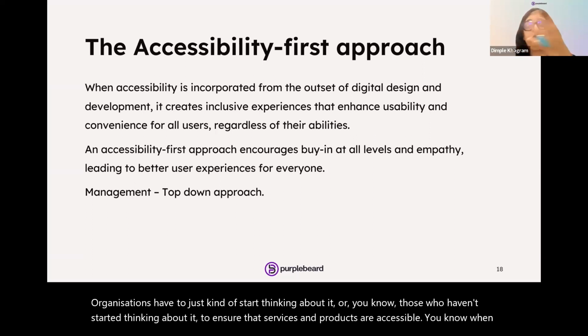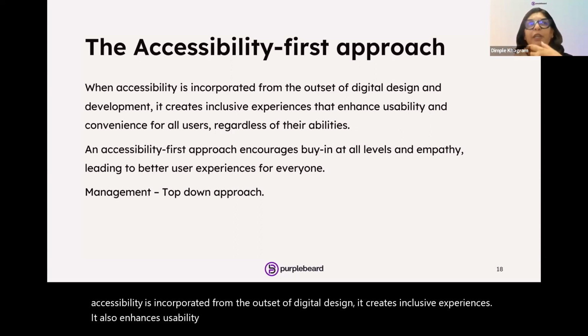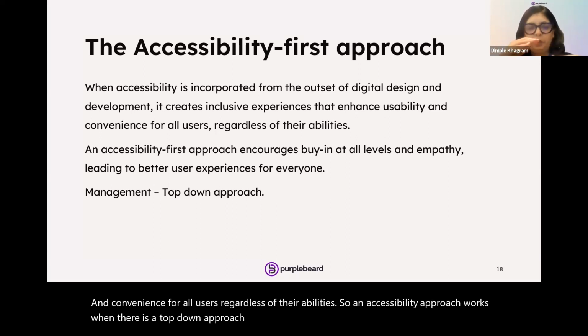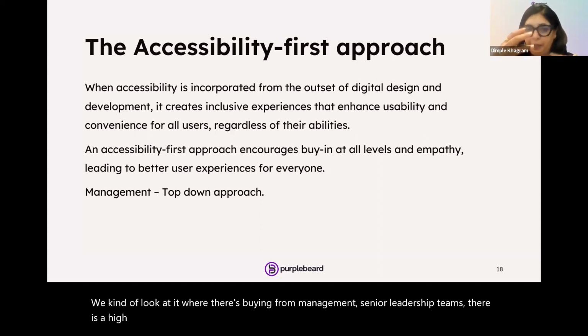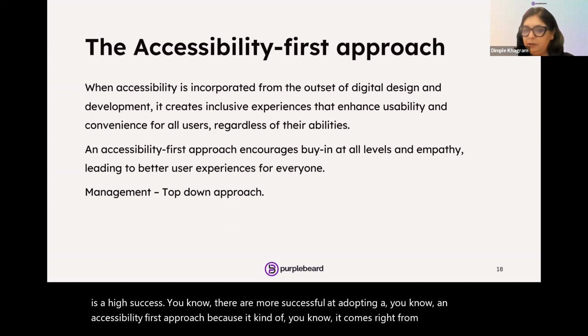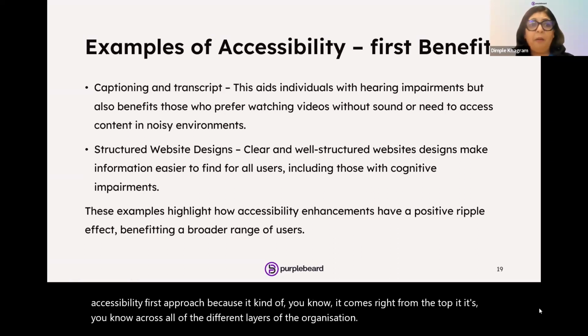When accessibility is incorporated from the outset of digital design, it creates inclusive experiences. It also enhances usability and convenience for all users, regardless of their abilities. An accessibility approach works when there is a top-down approach, and this is from working with various different organizations. We look at where there's buy-in from management and senior leadership teams. They are more successful at adopting an accessibility-first approach, because it comes right from the top, across all of the different layers of the organization.